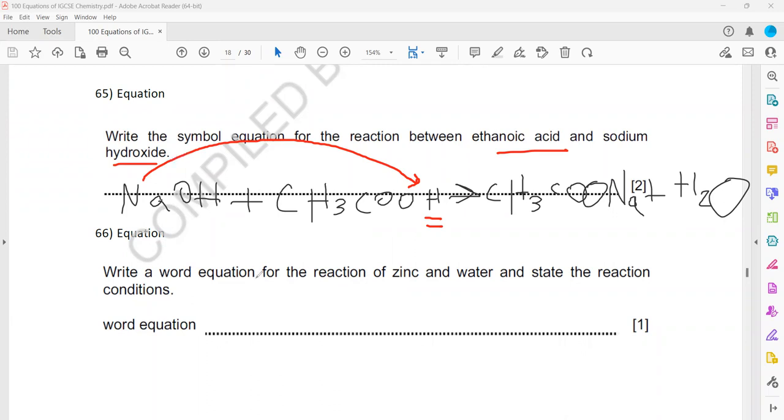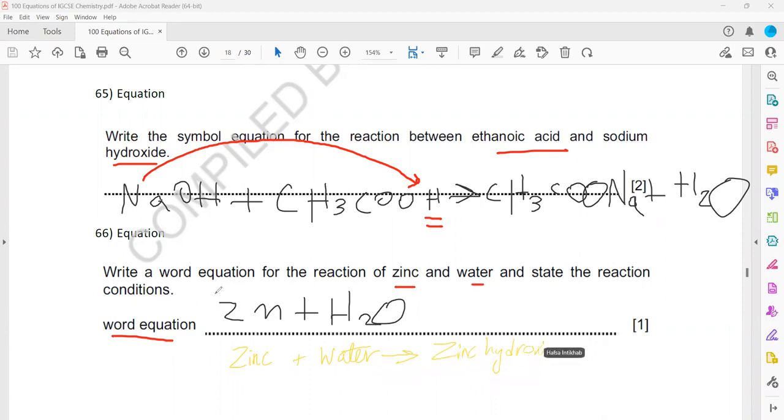So salt will be sodium ethanoate and H2O, the water is there. Then write a word equation for the reaction between zinc and water and state the reaction condition. This is not about reaction condition, this is a word equation. You were writing a symbolic equation, but the question is a word equation. So in a word equation, we just have to mention zinc plus water gives zinc hydroxide plus hydrogen will be the product.